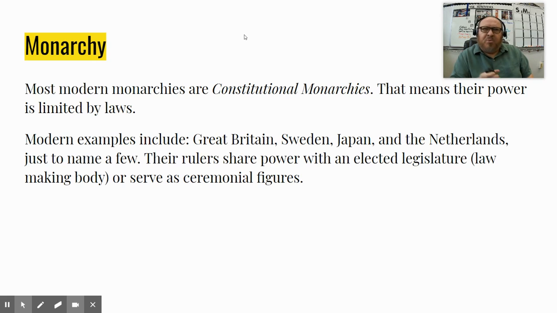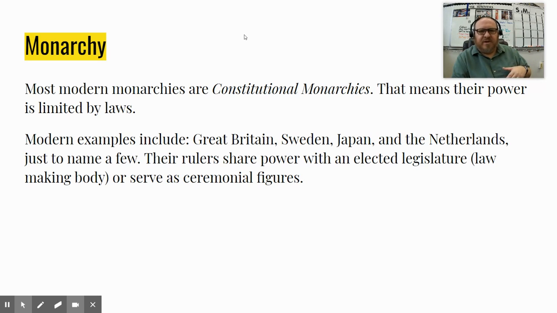Most of the modern monarchies today are constitutional. That means that the king, queen, emperor, whatever they call it, does not hold a whole lot of power. They usually share power with some other legislative body, a lawmaking body, and that power is limited by a written or an unwritten constitution, in the case of Great Britain.